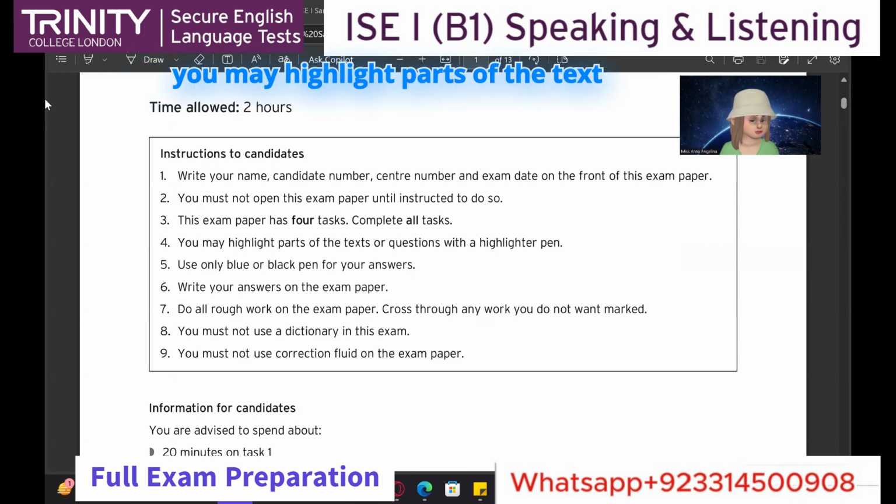Four, you may highlight parts of the text or questions with a highlighter pen. Five, use only blue or black pen for your answers. Six, write your answers on the exam paper. Seven, do all rough work on the exam paper. Cross through any work you do not want marked. Eight, you must not use a dictionary in this exam. Nine, you must not use correction fluid on the exam paper.